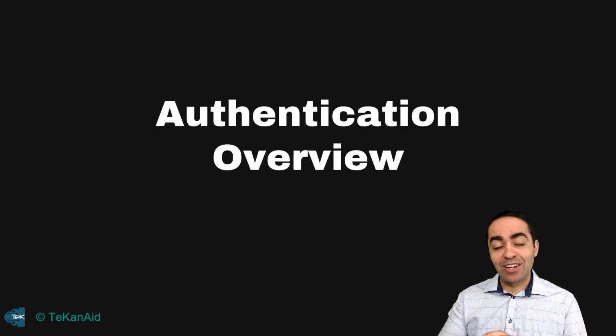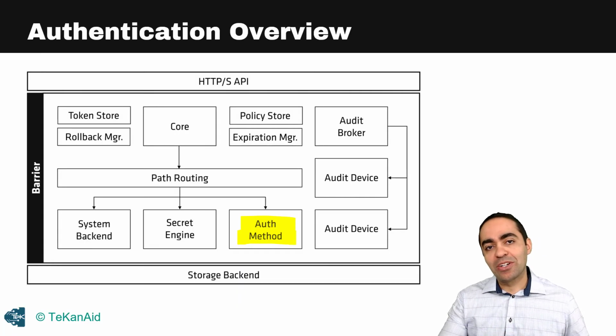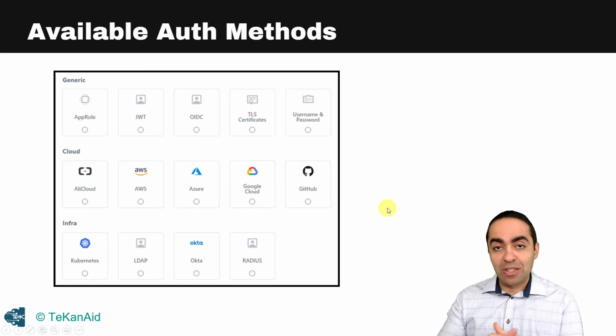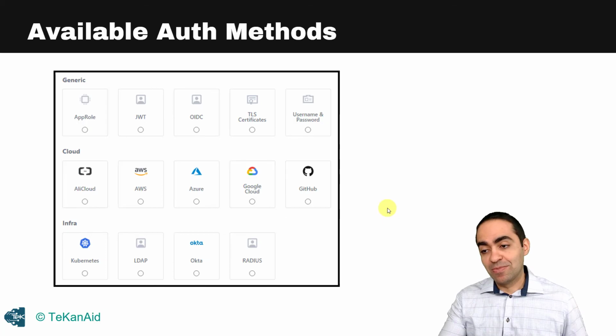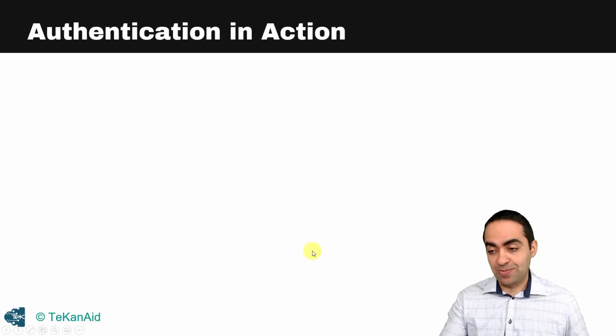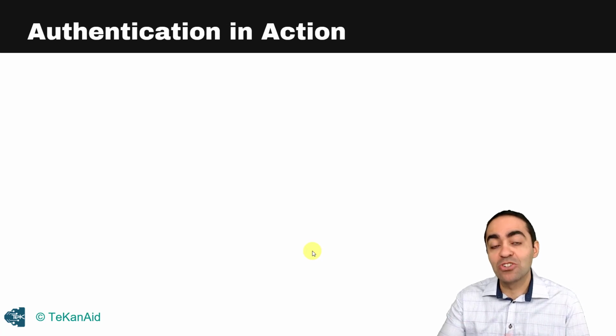Let's take a look at an overview for authentication. So back to our architecture diagram, you can see where authentication methods lie. And there are many available authentication methods. We're just going to tackle the most popular ones. And here is a snapshot from the UI where you can select an authentication method to work with. So let's take a look at authentication methods in general.